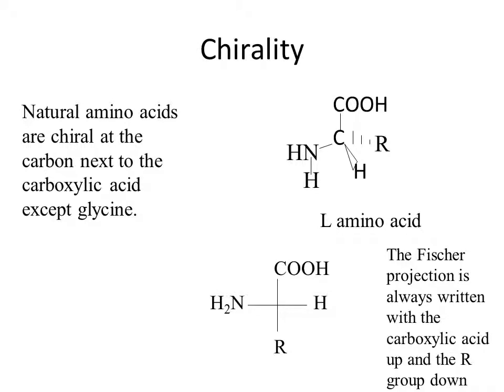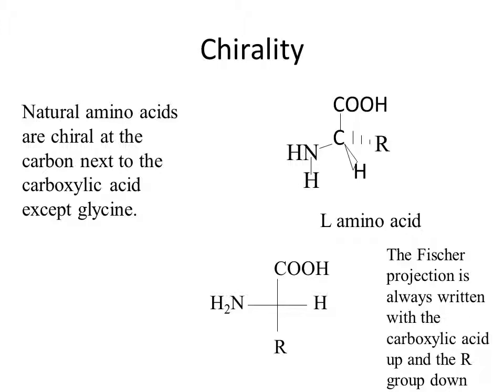The natural amino acids are chiral at the alpha carbon, except for glycine. Glycine has that R group is another hydrogen, and so you have two groups that are the same on that carbon. So all of the amino acids except for glycine are chiral, and all of the natural amino acids are what we call L amino acids.